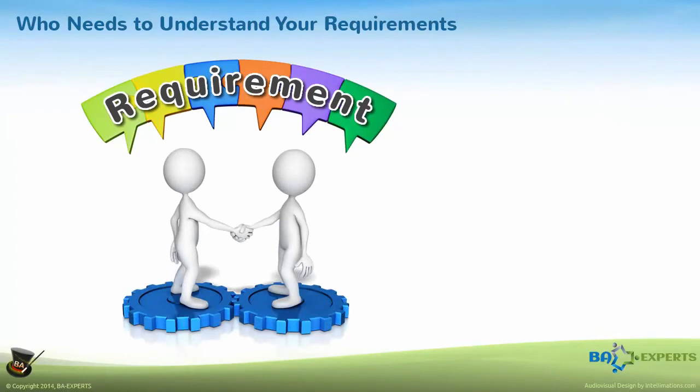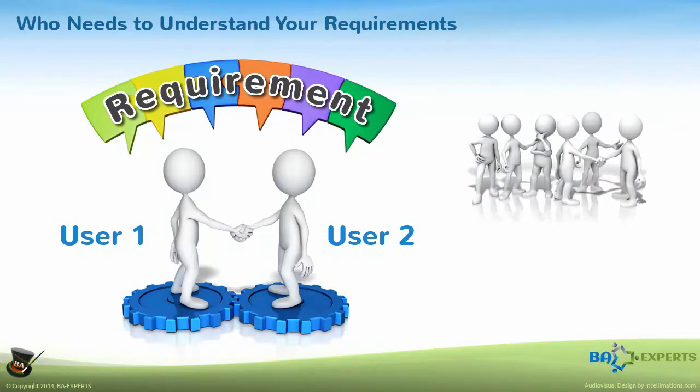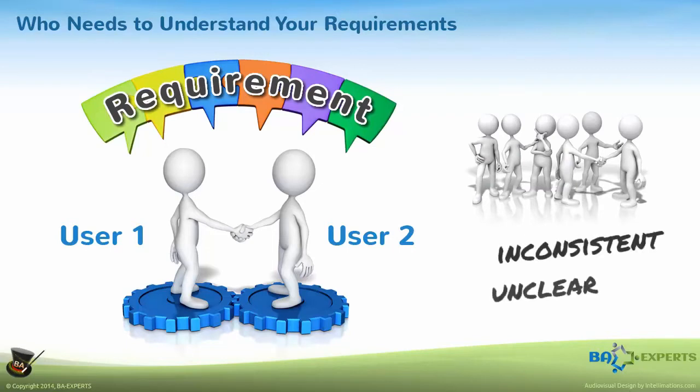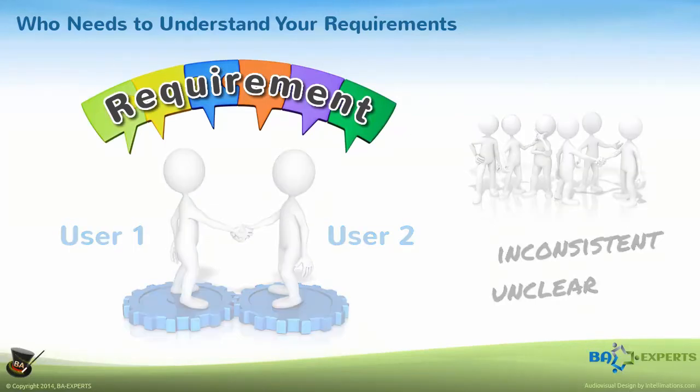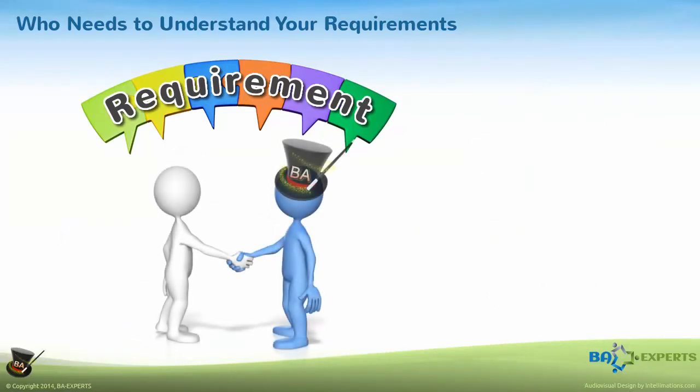For starters, do all of your users agree on what it means? You usually have to talk with several different stakeholders to get the full picture of what they as a group want or need the solution to do. Quite often, this leads to inconsistent or unclear statements that you have to help them clarify. Next, make sure that you and the users agree on what the requirement means.